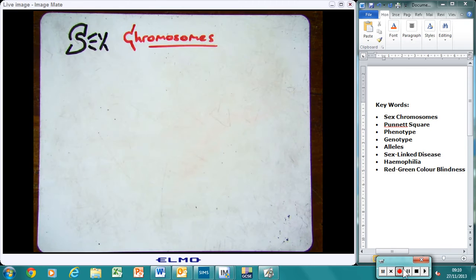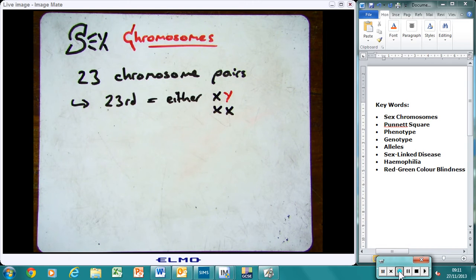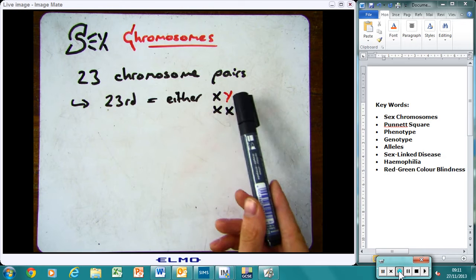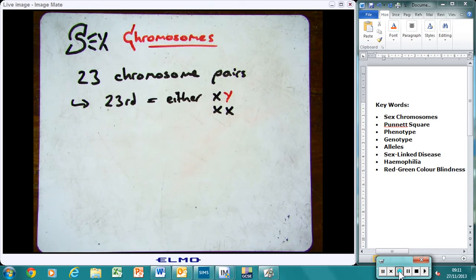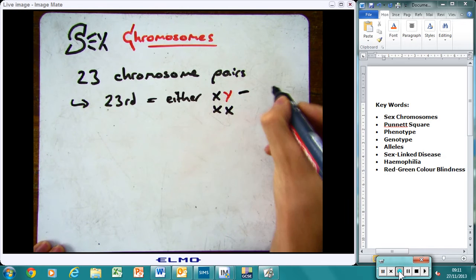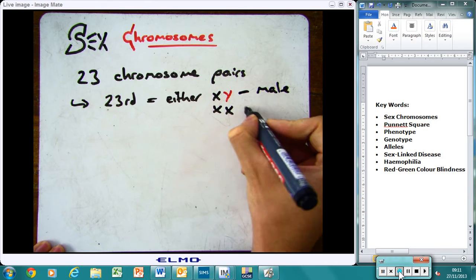Let's make a start. So the first thing to remember is that every person has 23 pairs of chromosomes in their DNA, in the nucleus of their cells. The 23rd chromosome is the male-female chromosome. So the 23rd pair can either be an XY or an XX chromosome. You should be able to know by now that XY is male and XX is female.